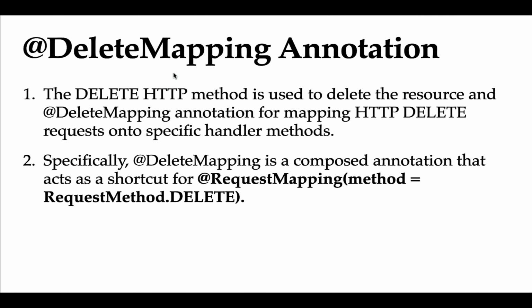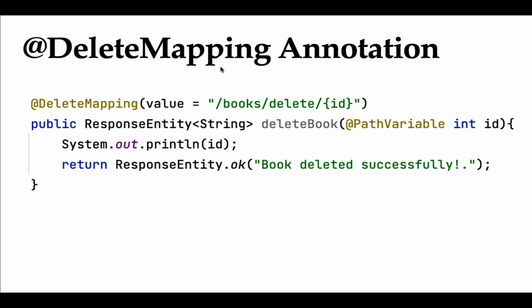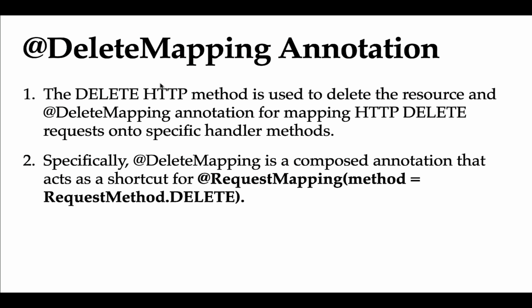Hi everyone, welcome back. In this lecture, we will take a look into DeleteMapping annotation. Well, the delete HTTP method is used to delete the resource, and DeleteMapping annotation is for mapping HTTP delete request to a specific handler method. Specifically, DeleteMapping annotation is a composite annotation that acts as a shortcut for RequestMapping annotation plus HTTP delete method. Well, we use DeleteMapping annotation to map the incoming HTTP delete request to a specific handler method, and DeleteMapping annotation is a shortcut annotation for RequestMapping annotation plus HTTP delete method.